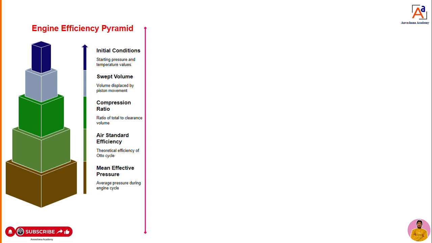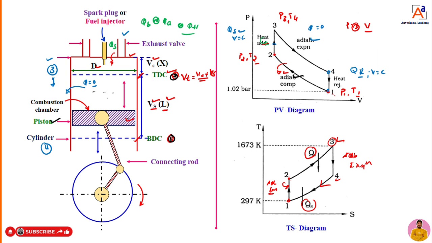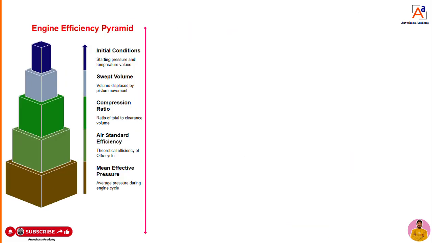So now, what are the findings? You understood now how it works, right? What is the principle? What is BDC? What is TDC? What is compression? What is heat addition, expansion, heat rejection? Everything you understood now. Now the main thing is what? Now you have to analyze the problem. What all things you have to analyze here is important, dear students.